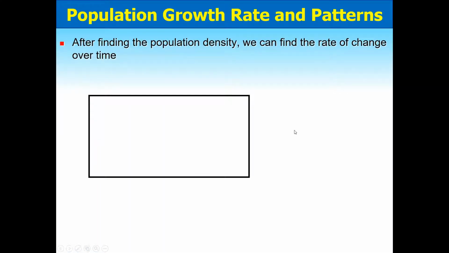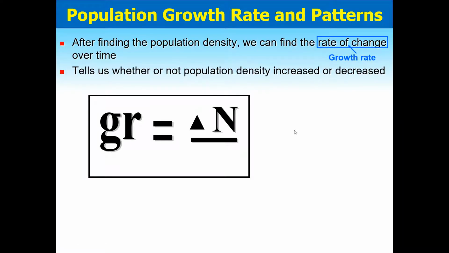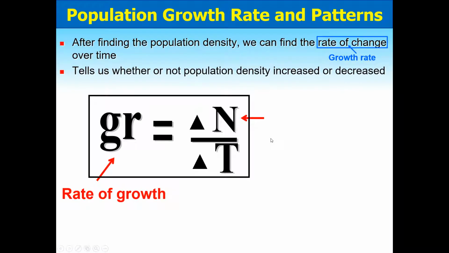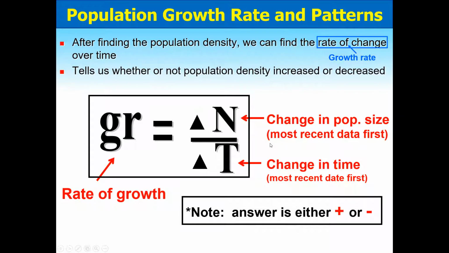Population growth rate and patterns. The growth rate tells us whether or not a population density increased or decreased. And the growth rate is the change in population size over the change in time. When we're figuring these out, we start with the most recent data first. This tells us whether the number is increasing or decreasing.